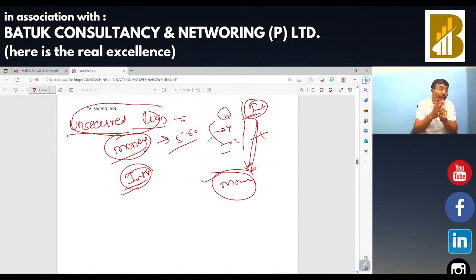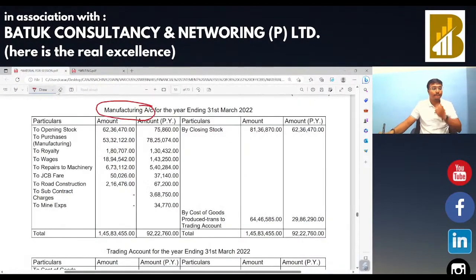Is that okay, Sujit ji? Unsecured loan is okay for you? Sujit ji, just comment that the concept regarding unsecured loan is okay for you.